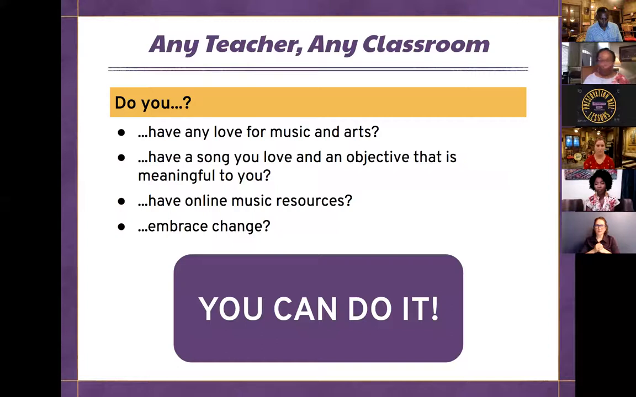But what if I'm not a musician, Felicia? How do I do this? Well, you know, I really believe that what you love and show that you love, the students will also appreciate. So whatever genre of music, of American music you love or is important to you, we want to pass it on to the students.